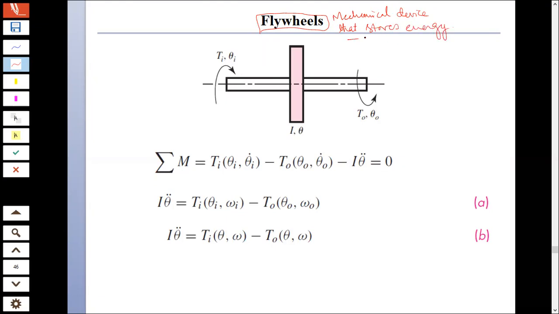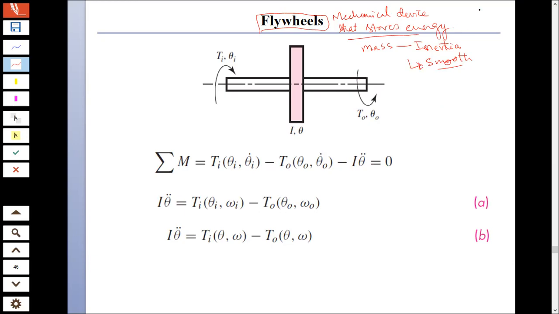We have a huge mass, or there's some mass that, due to its inertia, basically helps us to smoothen the operation of engines or such systems that produce power, and that power fluctuates, right?